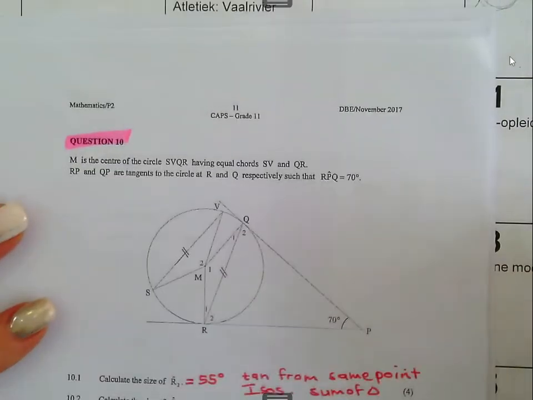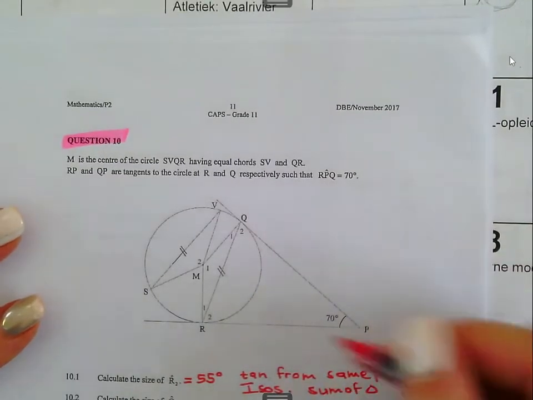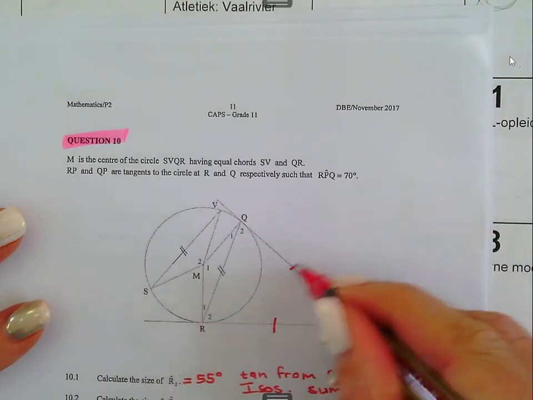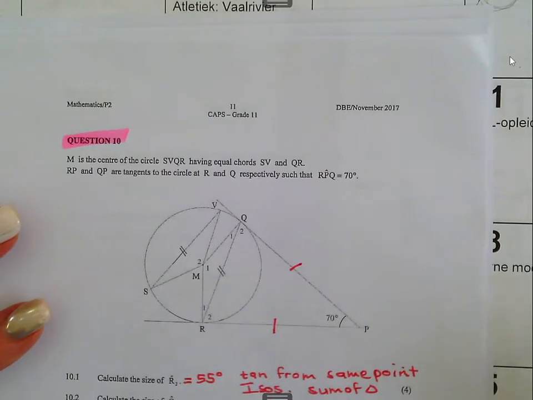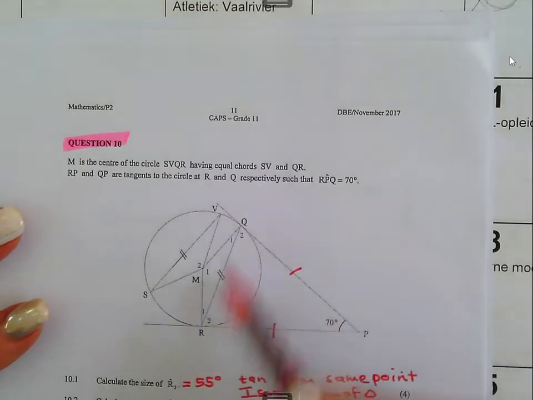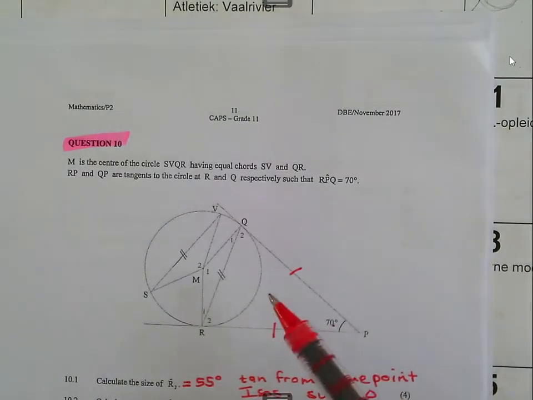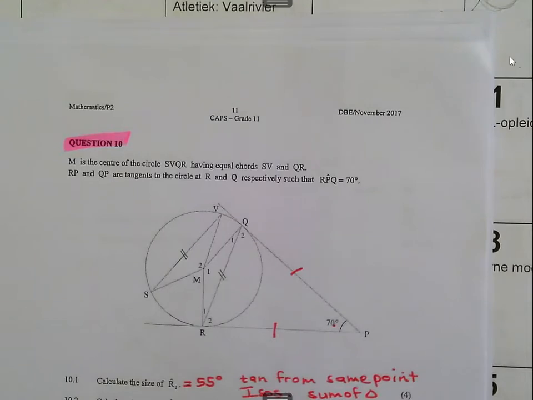Let me just explain for someone who might not be seeing it. I've got tangents from the same points, which means that these two sides are equal. That creates an isosceles triangle. I know the sum of the triangle is 180. So I subtract 70, it's 110, and I divide it by 2 to get 55.